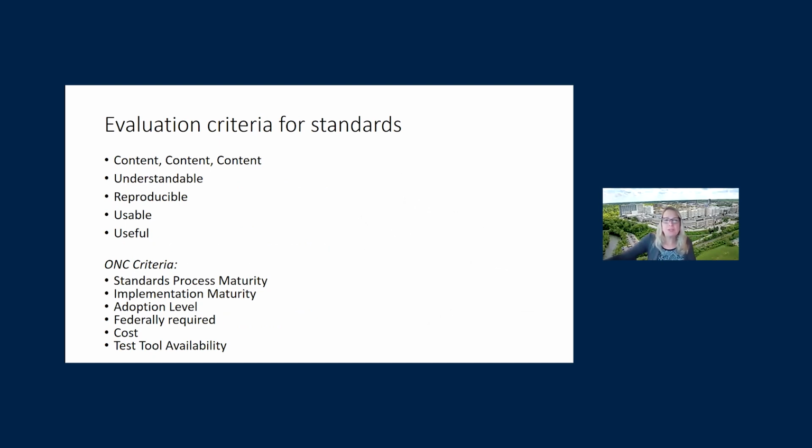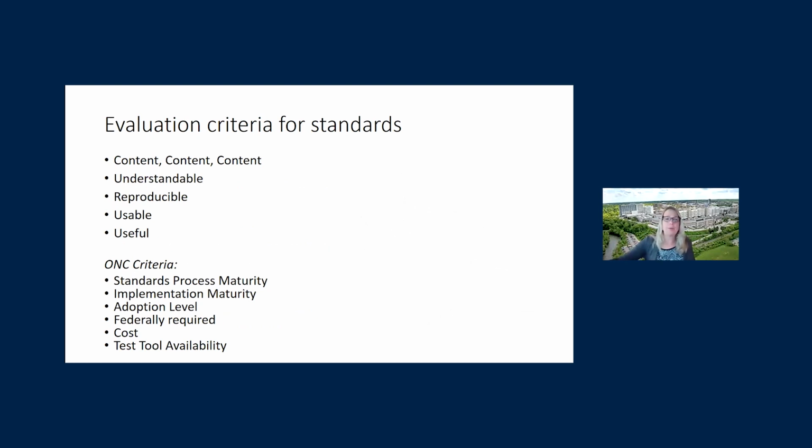In terms of evaluation criteria for standards, I'll just say, basically it's content, right? But we want to make sure that they're understandable, that the code systems and the parameters are clearly defined, that it's reproducible. We have explicit specifications, documentation on this, and a good process. Usable: are there cost concerns, intellectual property concerns, licensing, that kind of thing? And then ultimately, are they useful?